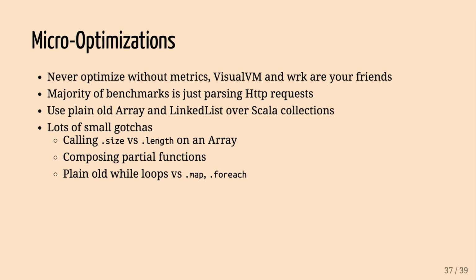And then a lot of the other things: using regular old arrays and using Java linked lists in place of Scala collections. You always hear that Scala collections are not that fast, and I would say most of the time we don't really worry about that. But especially in our HTTP request parser, we had to make sure to use plain old arrays and plain old linked lists, because it gave us a very noticeable improvement in performance.